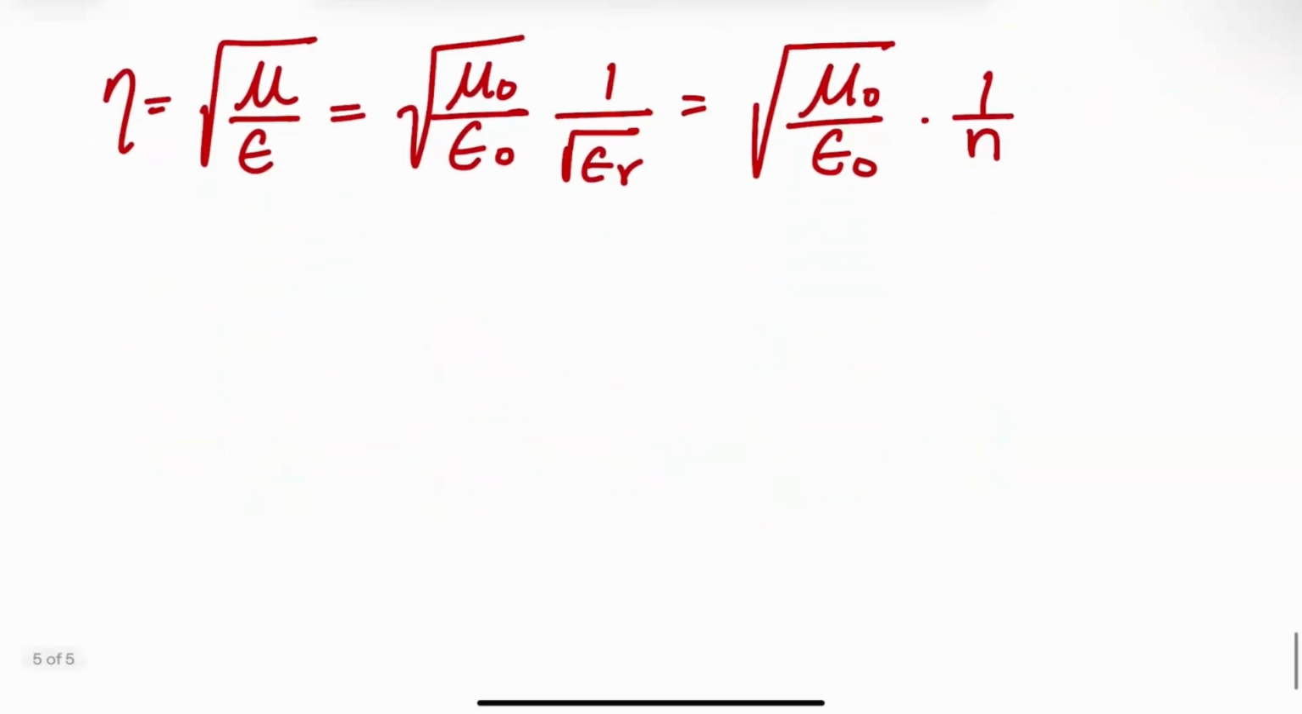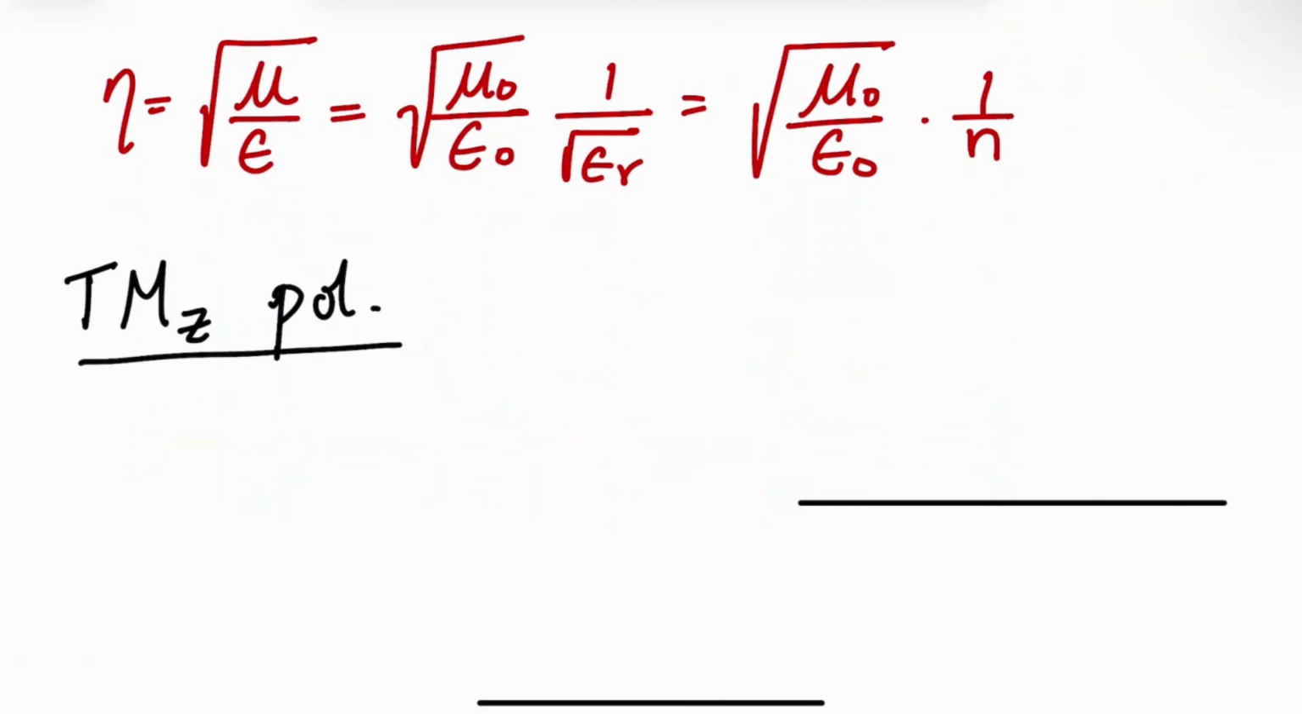Now for TM polarization, which was the other case, we'll just do it very quickly. I'm not going to go into the details again. TM to Z was you had the medium, and then you had the k vector coming in this way.